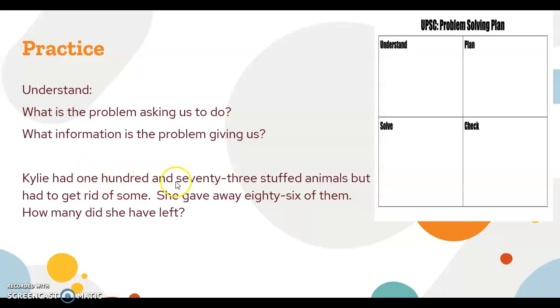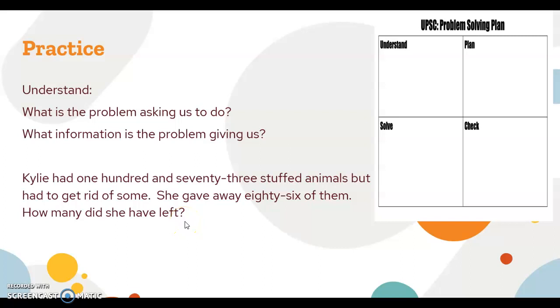Kylie had 173 stuffed animals, but had to get rid of some. She gave away 86 of them. How many did she have left? So in your journal, you need to anchor this problem inside of your journal.